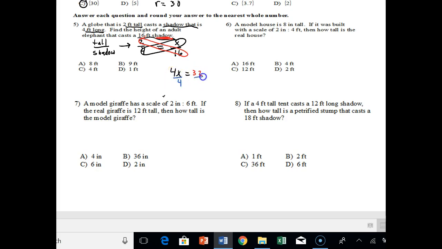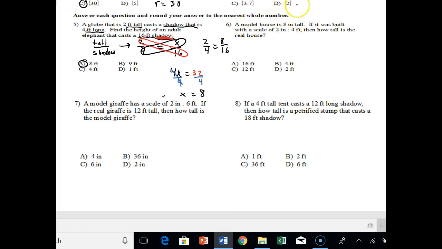Divide by 4, divide by 4. Those cancel out because 4 divided by 4 is 1. 1 times anything is that thing. 1 times x is just x. So x equals 32 divided by 4, which is 8. A is your answer, and then you'll double check, right? You'll make sure that, hey, is 2 over 4 the same thing as 8, that's what you got for x, over 16? Is 2 over 4 half? Yes. Is 8 over 16 half? Yes. Right?